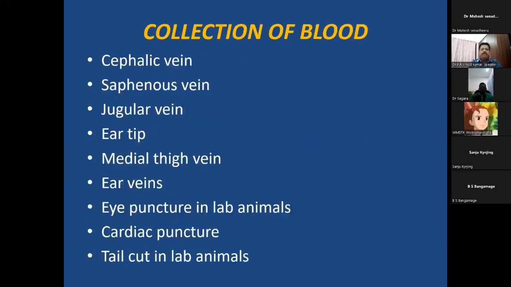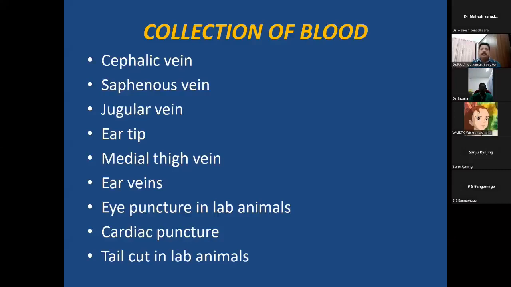Then we collect blood. This also needs no explanation: from the cephalic vein in the forelimb, the saphenous vein in the hind limb, the jugular vein, the ear tip. From the ear tip we do not collect too much blood. We want to examine a peripheral smear, so we want a peripheral circulatory drop of blood, which we can collect from the ear tip. For example, for the detection of trypanosomes or microfilaria, we used to collect it from the ear tip. Then from the medial thigh vein, especially in the cat. The medial thigh vein is very prominent.